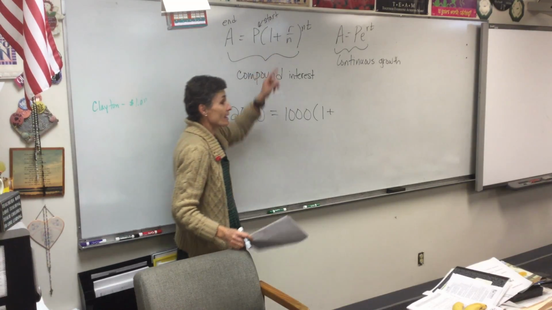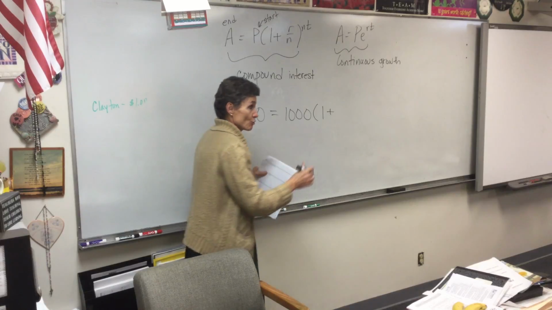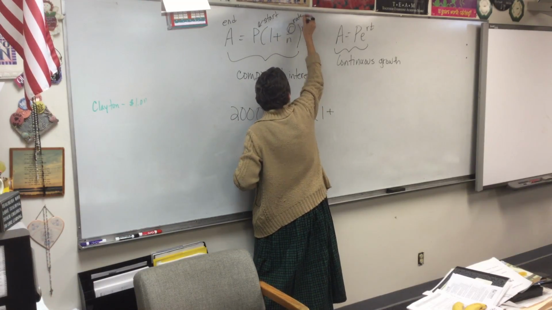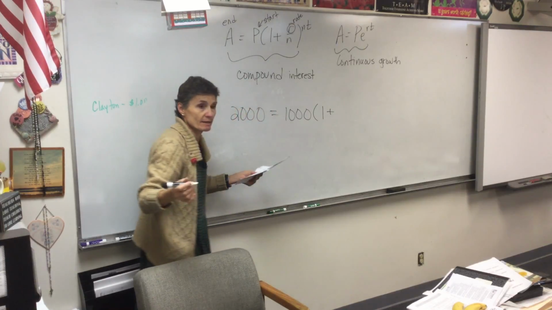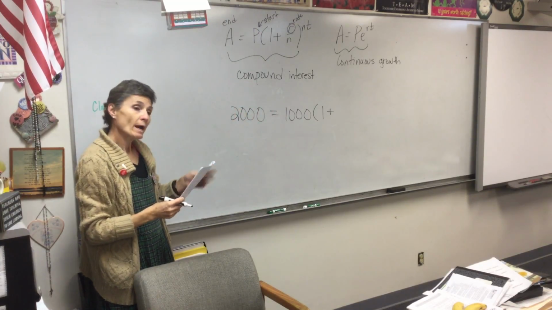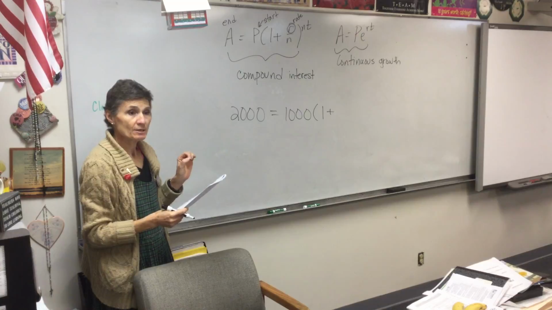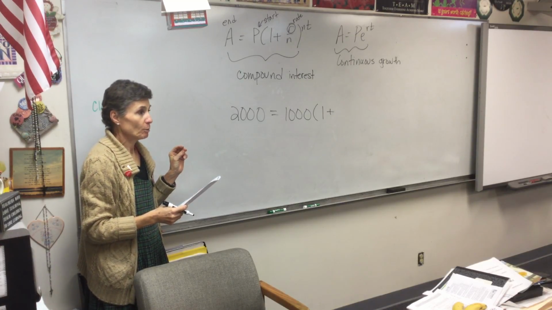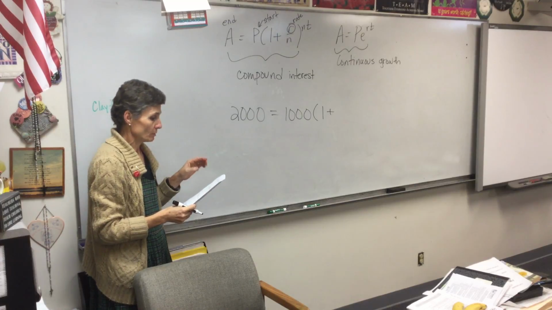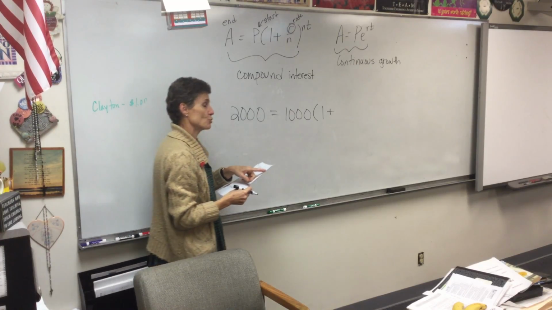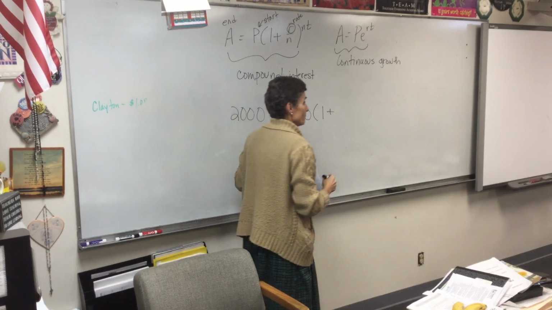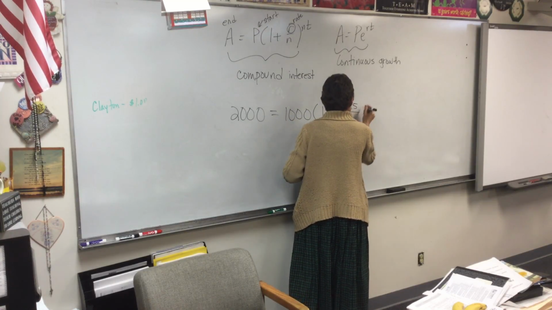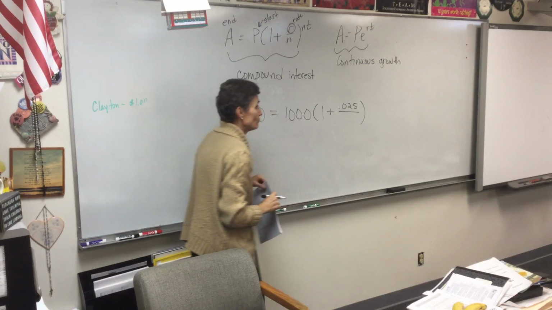R, you might guess, is the interest rate. If you put money in the bank, they're going to give you interest, and it's at a rate. When I put my interest rate into my formula, Curvin, I'm going to put it in as a decimal. So how would I put in 2.5%? 0.025. So that's what goes in right there is 0.025.